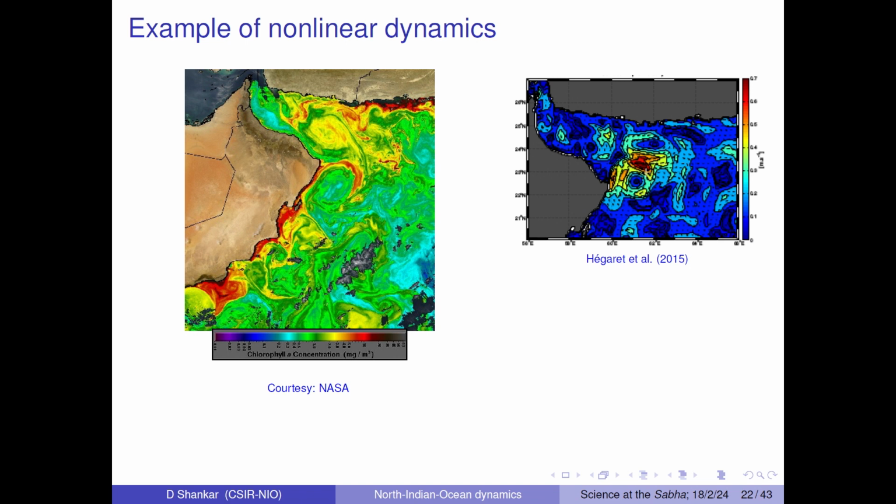Now, this is not linear dynamics. There's no way you can get this from linear theory. In linear theory, you get that classical offshore flow and the classical coastal current going downwind. That's not what you see here. So how do we go about solving these equations?